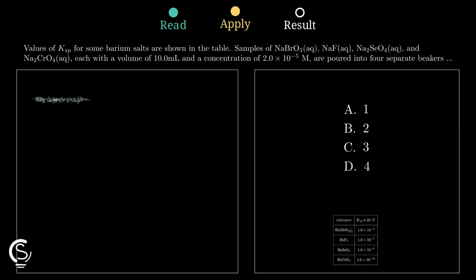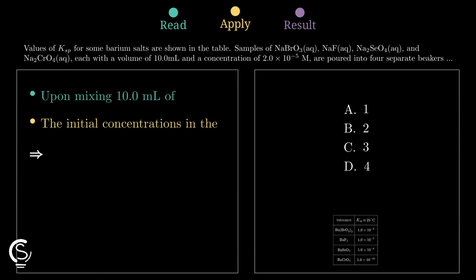Next, we calculate the reaction quotient Q for each salt. We compare this value to the solubility product constant Ksp to see if the solution is supersaturated enough to precipitate. Only barium chromate has a Q value exceeding its Ksp. This means only one beaker forms a precipitate, making option A our winner.